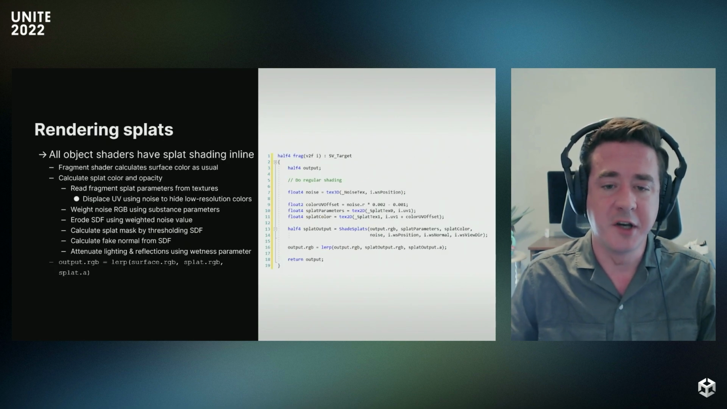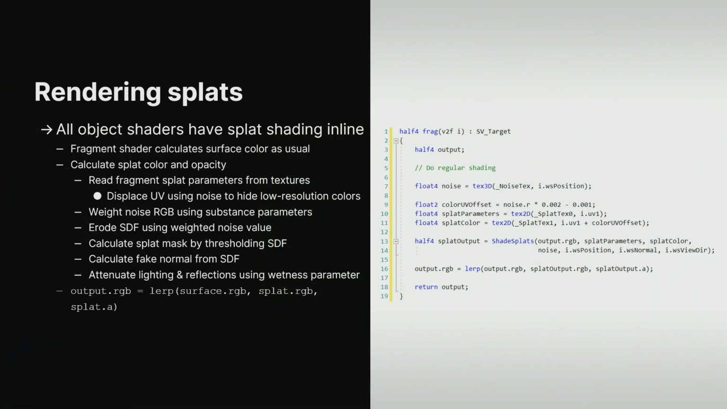So when it comes time to render the splats, all of our object shaders themselves have the splat shading code directly inline. So first of all, we run all of our usual code for calculating the color for that fragment, just for the surface. And then we calculate what the shaded color for any splats that may be at that fragment should be as well.